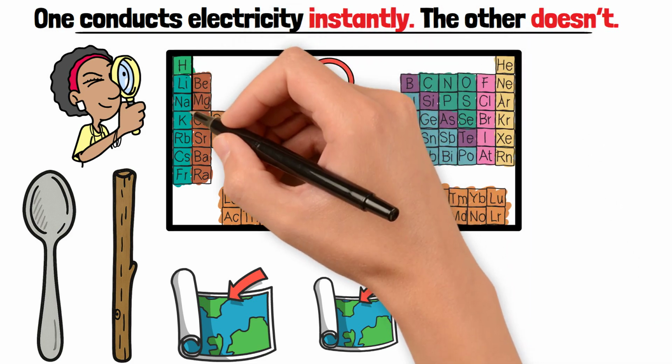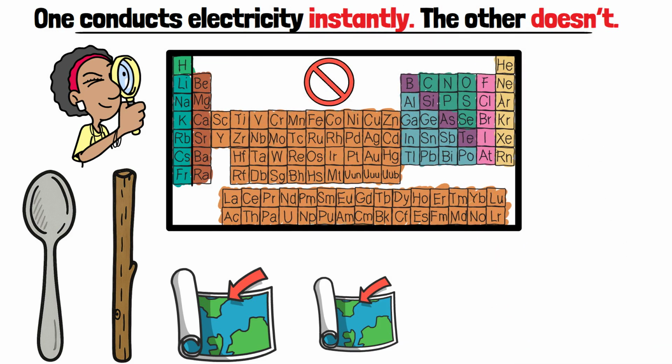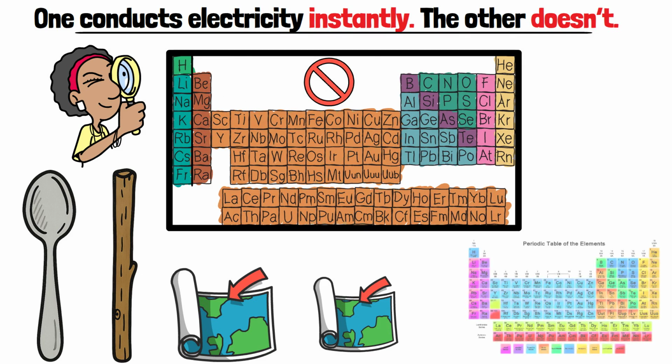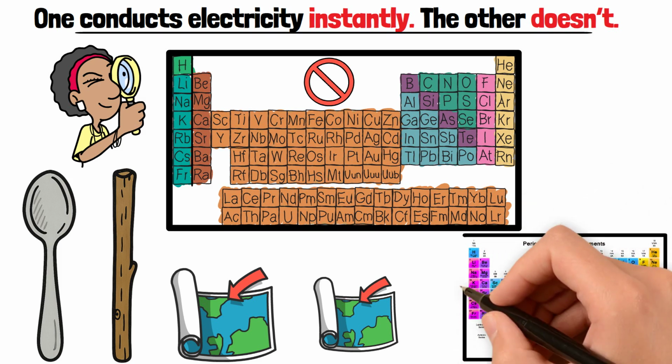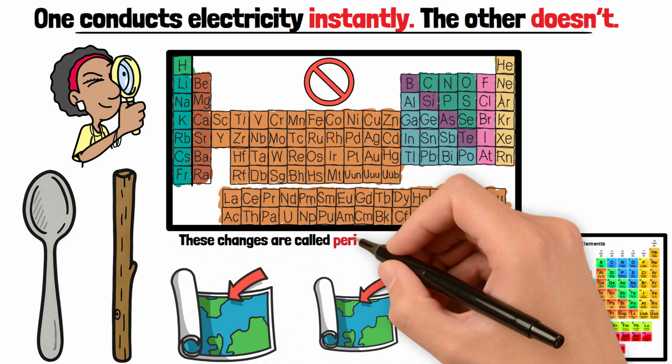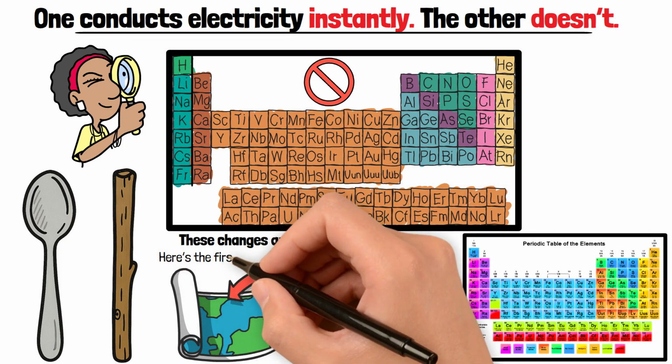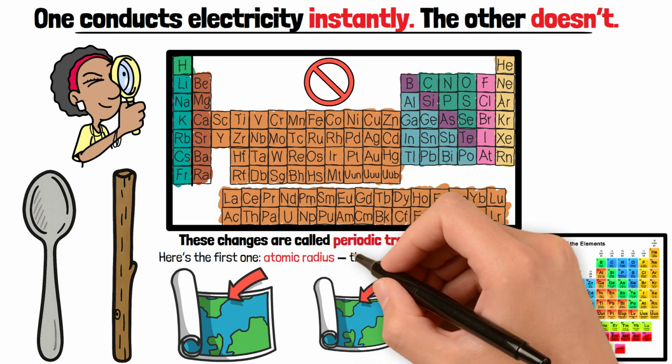The periodic table isn't arranged alphabetically or randomly. It's organized by atomic number, the number of protons, and as you move across or down the table, certain properties change in very predictable ways. These changes are called periodic trends. Here's the first one: atomic radius, the size of an atom.